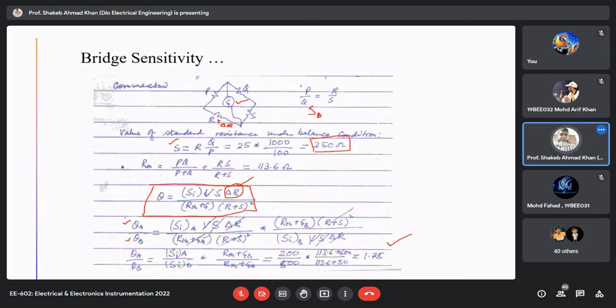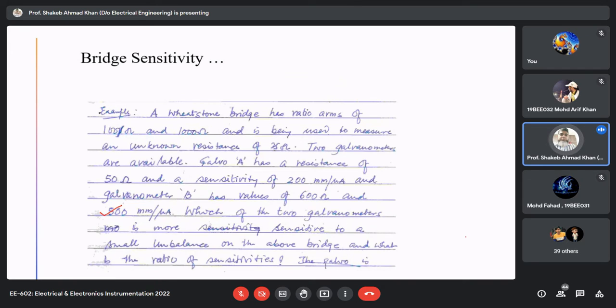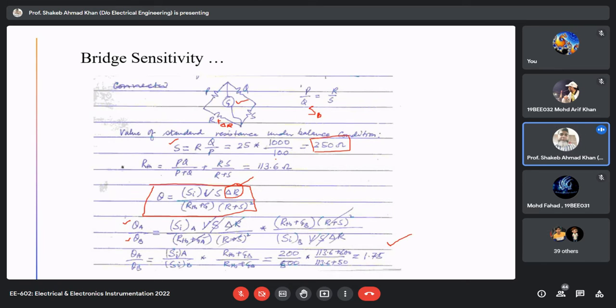with the less sensitive galvanometer, we are having the bridge more sensitive, because your bridge sensitivity depends upon the detector sensitivity as well as the detector's internal resistance. And because there is a huge difference in the internal resistance of the detector, the bridge sensitivity inversely depends upon the galvanometer resistance.